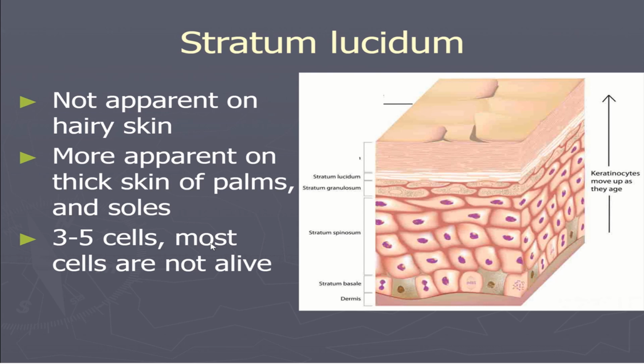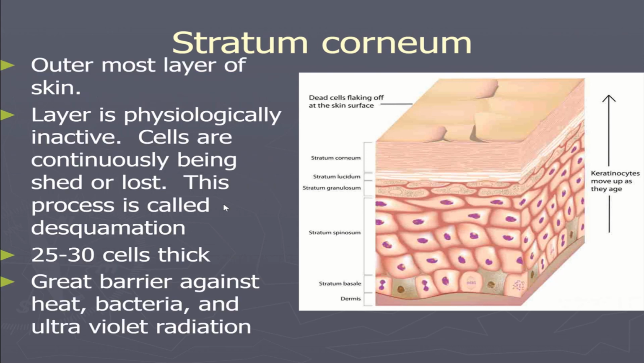Most of the cells here are not alive. By the time they move out of the granulosum, they are fully keratinized, and so they are dead. They are not alive anymore. And then we have the stratum corneum. This is the outermost layer of the skin, and this is the least physiologically active. The cells are continually being lost or shed. And you can see here this cell is starting to stand up because it's going to flake away. So this is a huge layer of dead cells all stacked up on top of each other.